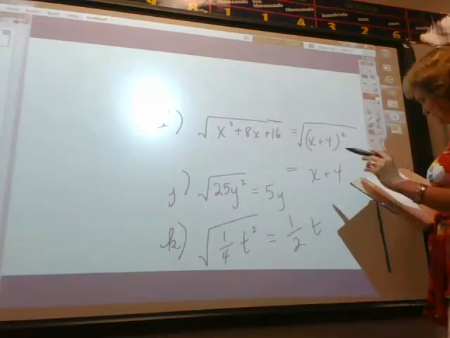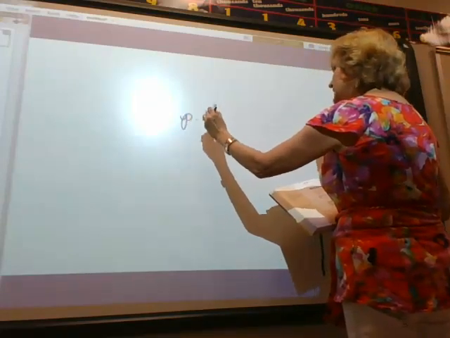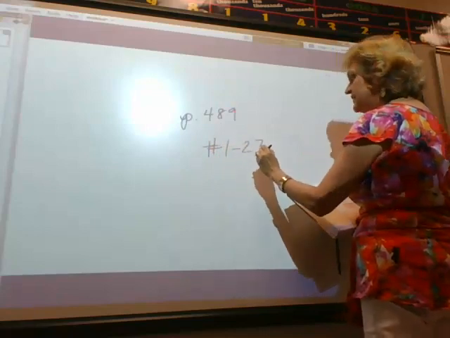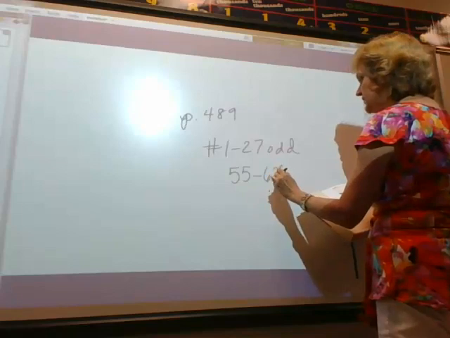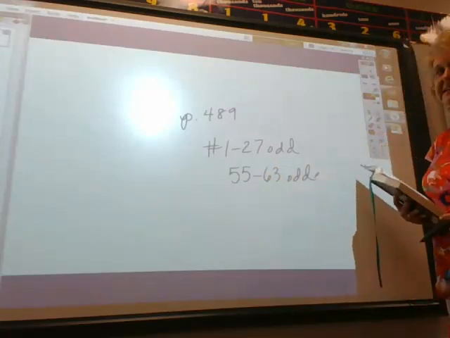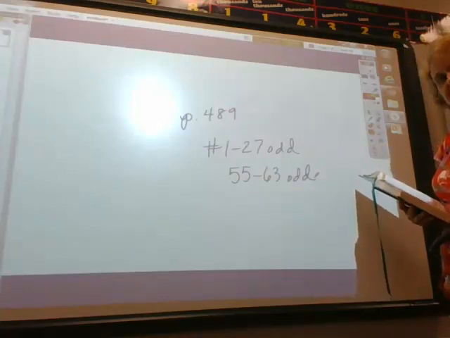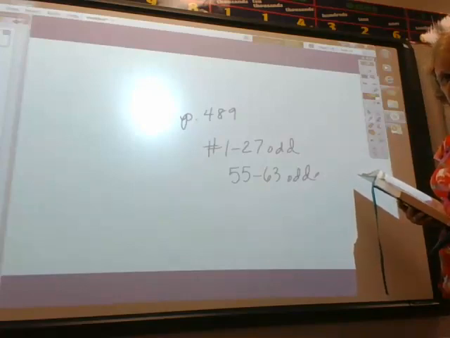Okie dokie. So for today, you're going to work on page 489, numbers 1 to 27 odd, and 55 to 63 odd. All right, so again, please try these. If you get stuck, look at the answer, see if you can figure it out on your own. If you have questions, we'll go over it during our Zoom time.